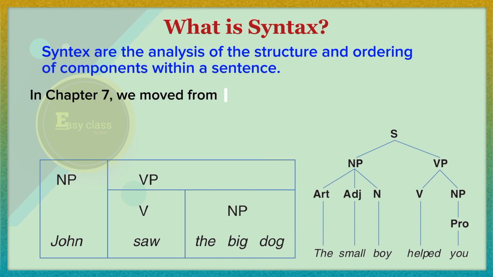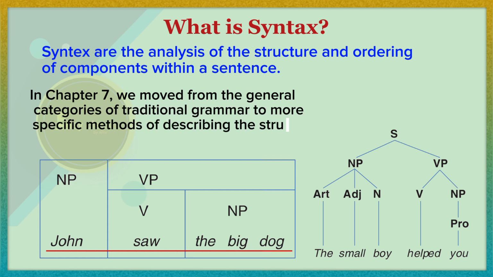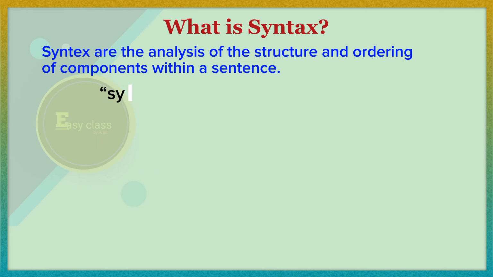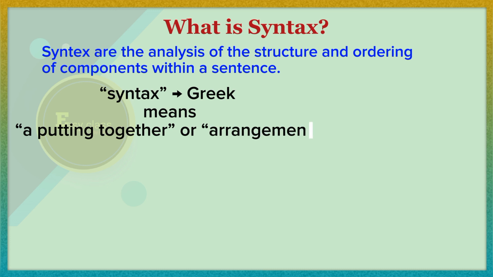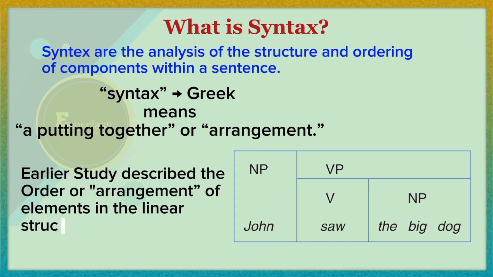In Chapter 7, we moved from the general categories of traditional grammar to more specific methods of describing the structure of phrases and sentences. But when we concentrate on the structure and ordering of components within a sentence, we are studying the syntax of a language. The word syntax comes originally from Greek and literally means a putting together or arrangement. In earlier approaches, there was an attempt to produce an accurate description of the sequence or ordering arrangement of elements in the linear structure of the sentence.